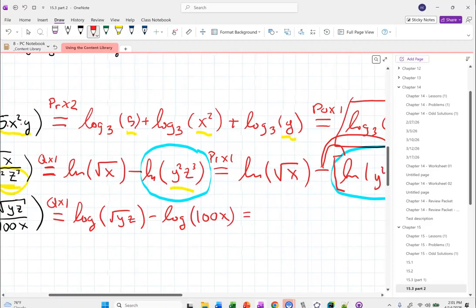Next up is product property. How many product properties do you see? Where is the 1? 100x. Okay. There's also a second one going on between the y and z, right? But what's the catch with that one? Not yet. Why not yet, Mark? Because it's under the same radical. So we'll have to do the power property around the yz and then come back and get the product property afterwards. Does everybody kind of see that?